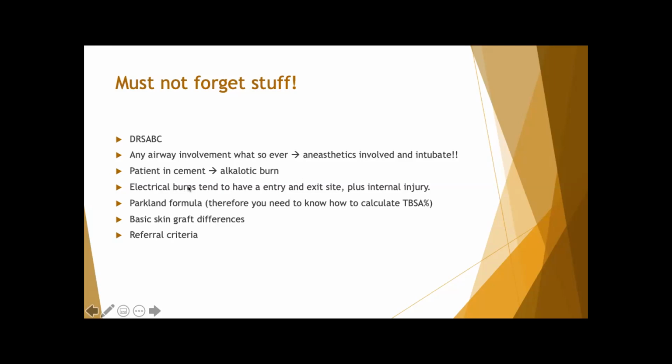With electrical burns, they tend to have an entry and exit site, and they tend to also have internal injury as well. So you also need to think of things like whether they've got an arrhythmia from being electrocuted or internal injury as well. You need to know the Parkland formula, and to know the Parkland formula, you also then need to know how to calculate total body surface area percentage, and also understanding the basic skin graft differences, which I mentioned in the previous slide, and knowing your referral criteria.